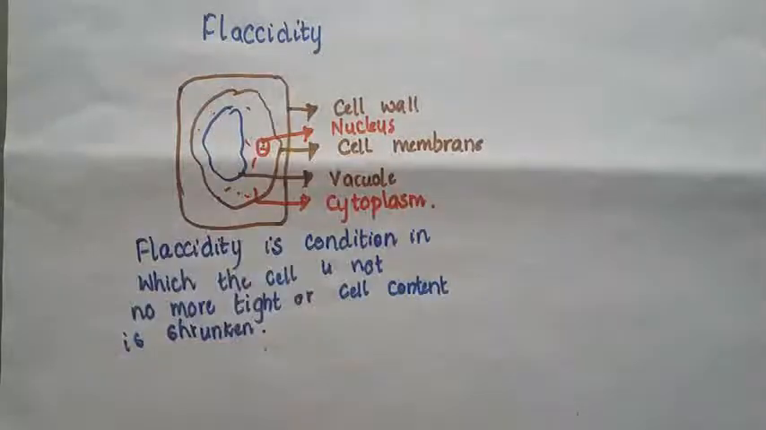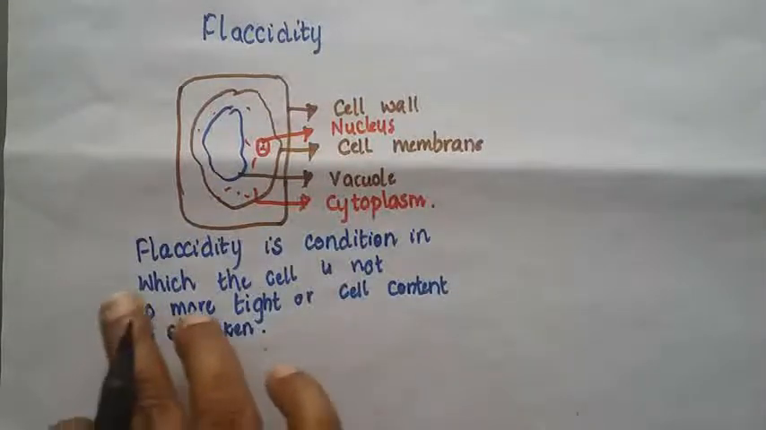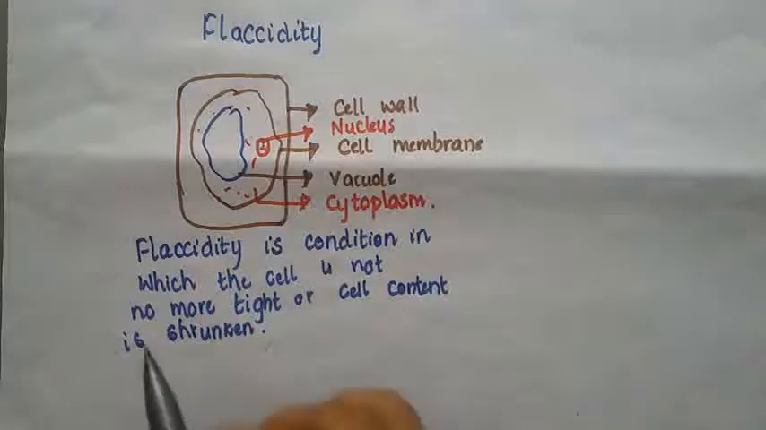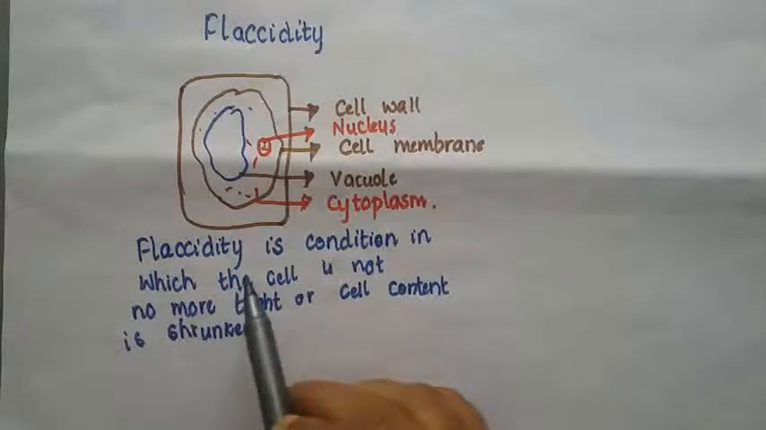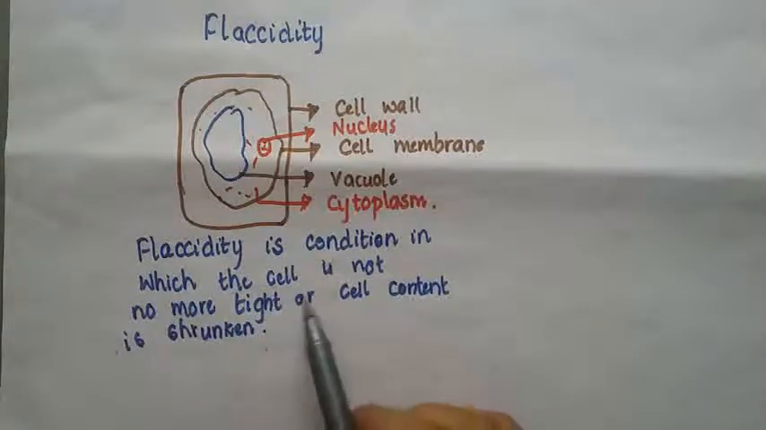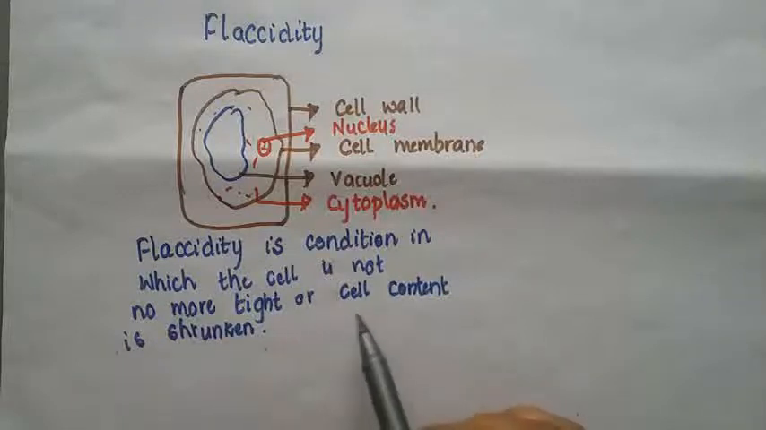The size of the vacuole has decreased. The cytoplasm has decreased in its volume. Such a condition we call flaccidity. So what is flaccidity? It's a condition in which the cell is no more tight, or the cell content is shrunken.